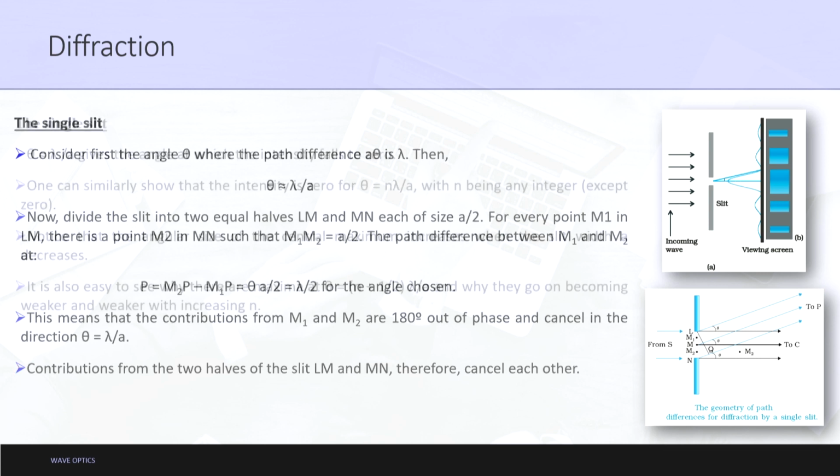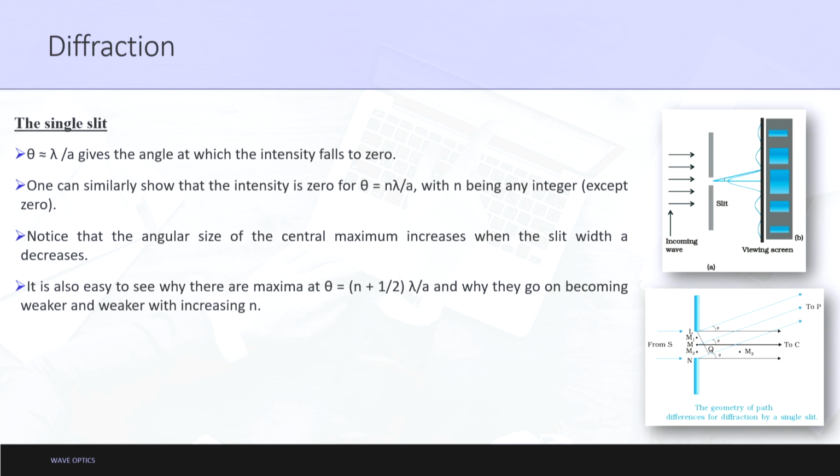Okay. So now let's move on to today's discussion. Let me start from here only. Theta approximately equal to lambda by a gives the angle at which the intensity falls to 0. Quite evident, this was the concluding point of the last lecture.